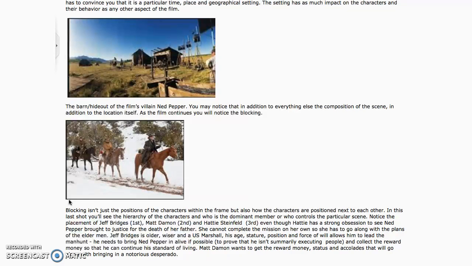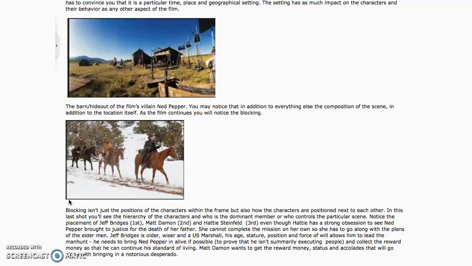So, in first place, you see Jeff Bridges. Second place, you see Matt Damon. And third place, you see Hattie Steinfeld. Even though Hattie has a strong obsession to see Ned Pepper brought to justice for the death of her father, she cannot complete the mission on her own, so she has to go along with the plans of the elder men. Jeff Bridges is older, wiser, and a U.S. Marshal. His age, stature, position, and force of will allow him to lead the manhunt.